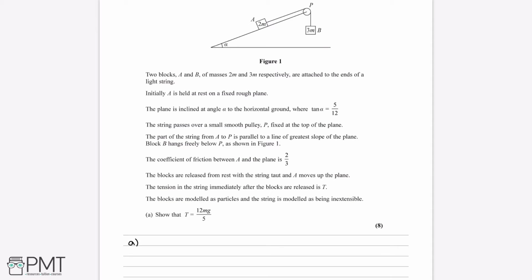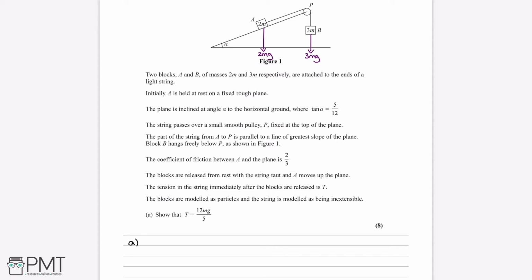So if the mass is 2m, for example for A, if mass is 2m and acceleration is g, then the weight is 2mg. So if we drew this as an arrow acting vertically downwards, because that's the direction that weight acts in, we have a weight of 2mg for block A and a weight of 3mg for block B.